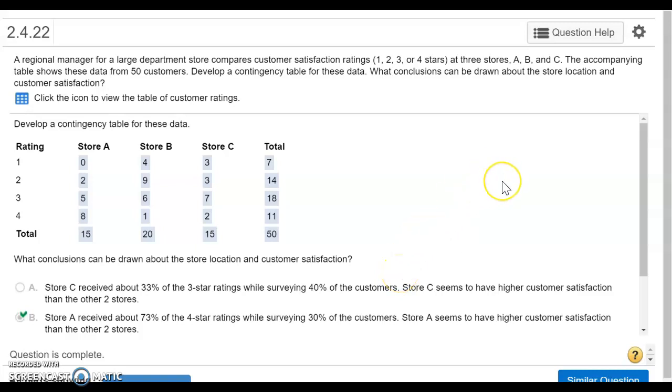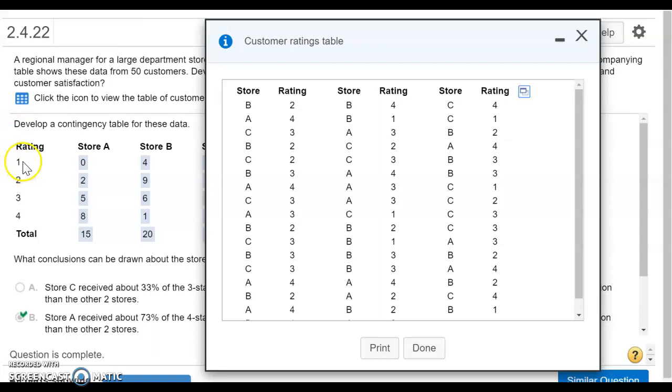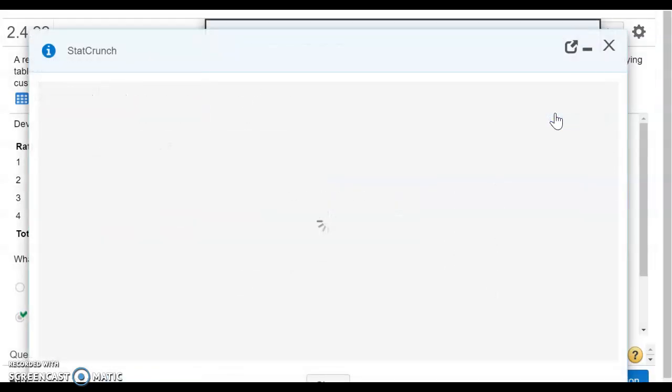Okay, this video is to show you how to make a contingency table in StatCrunch. So first of all, this has already been filled in because I've already worked it, but basically we need to set up a contingency table with the data points that were given. We want our rows to be the ratings and our columns to be the stores, because they've already given that to us in our contingency table. So we're going to click on the rectangle and click on Open in StatCrunch.